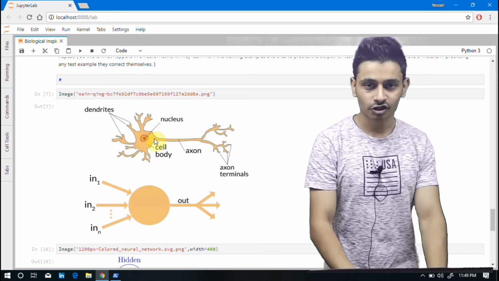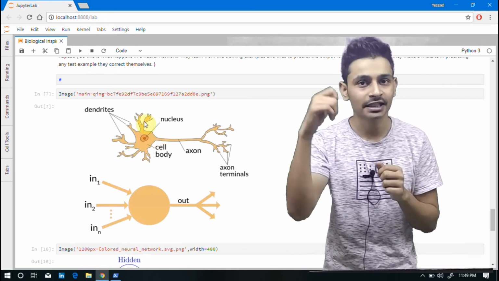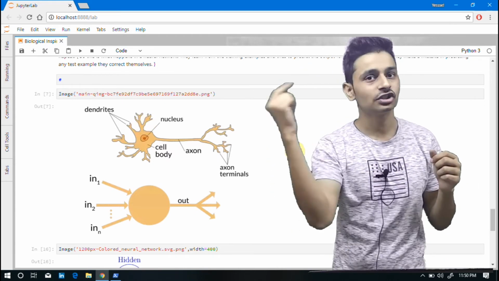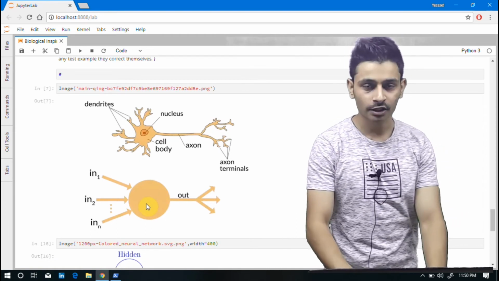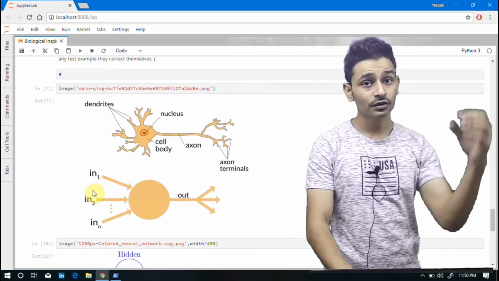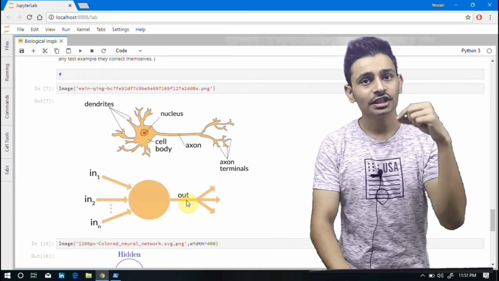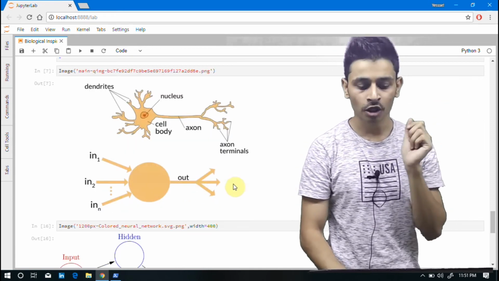This is what a biological neuron looks like. It has a nucleus and it has dendrites so that it can connect and pass its data to other neurons. It has an axon through which it can receive data from other neurons. And this is what an artificial neuron looks like. This is the cell body and these are the dendrites through which it can receive the input data. And this is the axon through which it can transfer the data to other neurons.